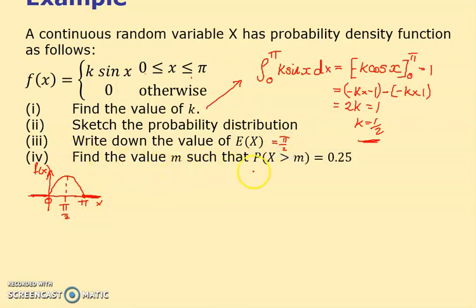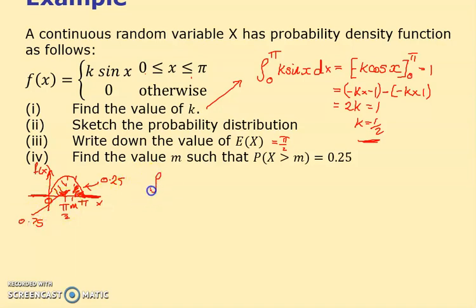And find the value of m such that the probability that x is bigger than this number is 0.25. Okay then. So we've got a value of m, 0.25. This is symmetrical, so this is a half. m must be about here somewhere. That's m. And I want this to be 0.25. So by definition, I think the other side of it, all this lot, is 0.75. That's what I'm going to do.